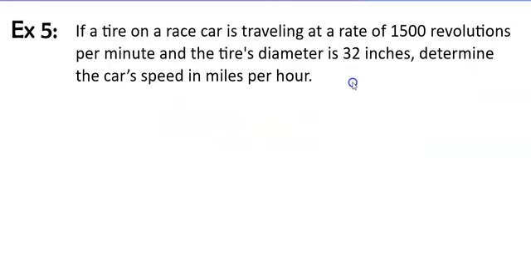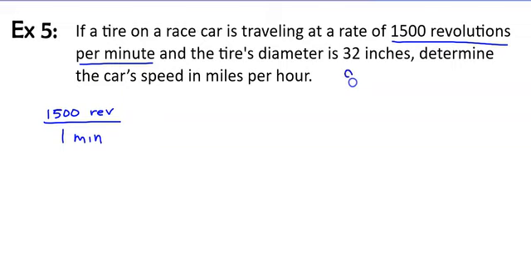All right, example 5. If a tire on a race car is traveling at a rate of 1,500 revolutions per minute. So again, I'm going to stop there and just write that down. 1,500 revolutions per 1 minute. Okay, and the tire's diameter is 32 inches. I'm assuming we're going to need that. So diameter is 32 inches. I'm just going to jot that down. Determine the car's speed in miles per hour.